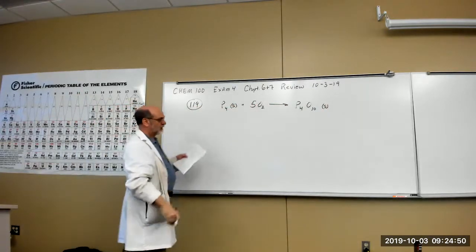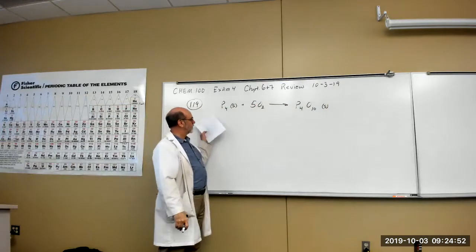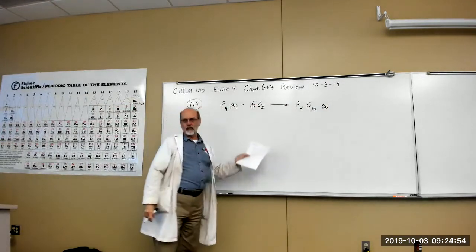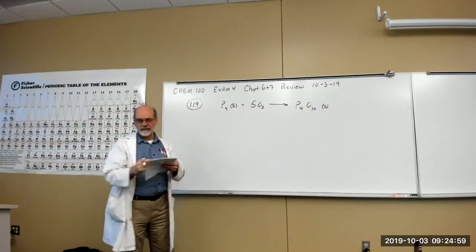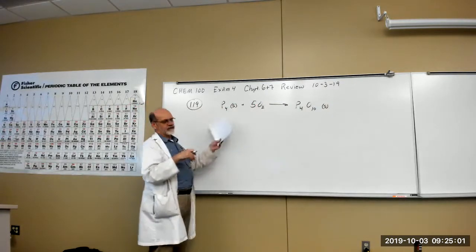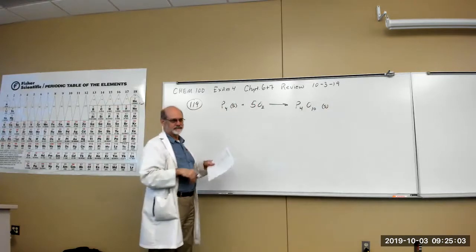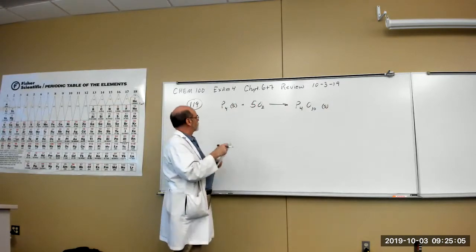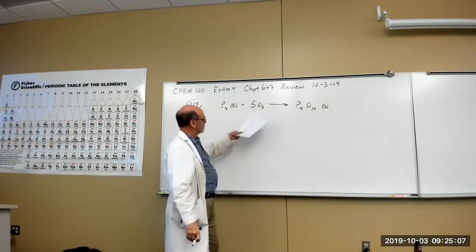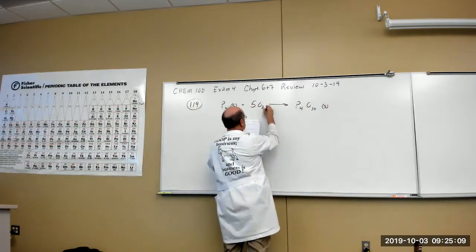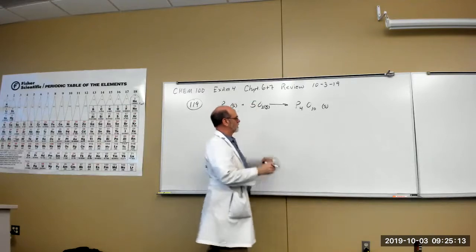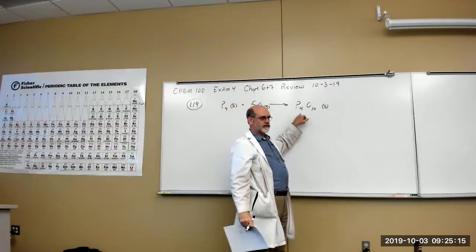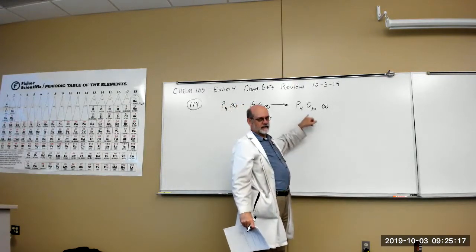In fact, at one point in history, this was the basis for matches. Now they're different. Right? So there's your phosphorus element with the oxygen element produces this. These are both nonmetals, so we had tetraphosphorus decoxide.